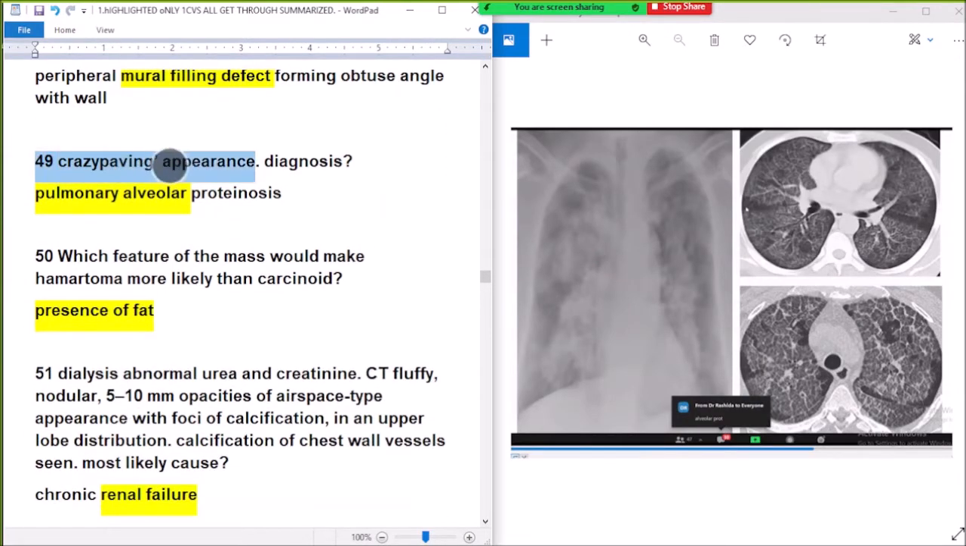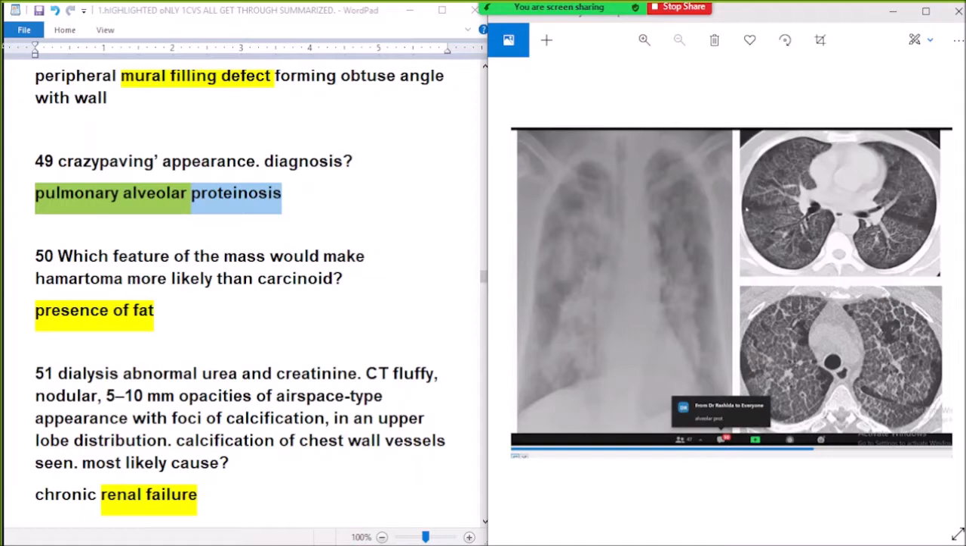Question 49. Crazy paving pattern appearance. Diagnosis: pulmonary alveolar proteinosis. This is also pulmonary alveolar proteinosis, crazy paving pattern.